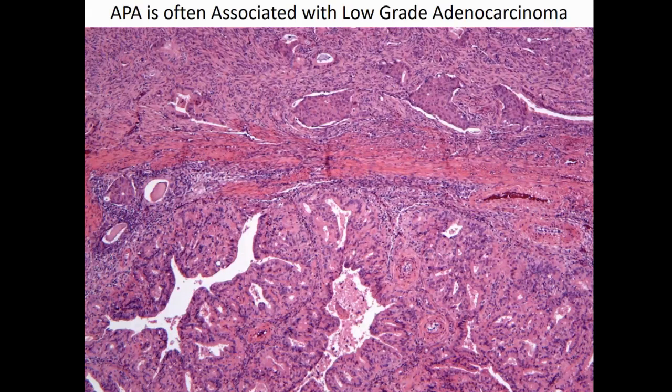Another thing to remember is that these atypical polypoid adenomyomas are frequently associated with low-grade adenocarcinoma. Some papers cite on the order of about 40% or so. So don't be surprised if you see atypical polypoid adenomyoma and adenocarcinoma in the same sample. Here you can see the adenocarcinoma on the bottom and the atypical polypoid adenomyoma on the top.